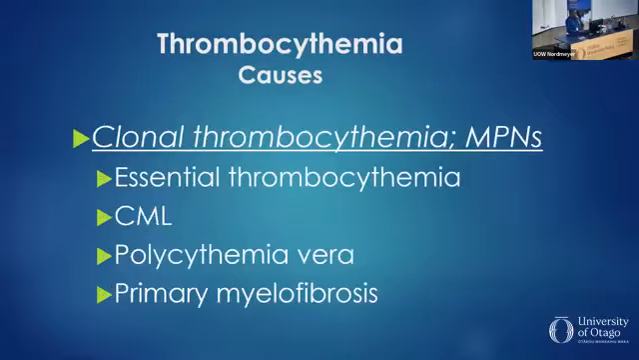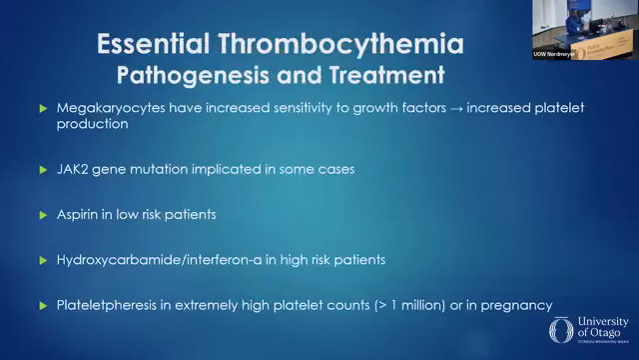Clonal thrombocytosis or thrombocythemia is generally seen in the context of the so-called MPNs or myeloproliferative neoplasms. The classic MPNs are essential thrombocythemia, chronic myeloid leukemia, polycythemia vera, and primary myelofibrosis. Essential thrombocythemia is a chronic cancer of megakaryocytes. We used to call these diseases chronic myeloproliferative disorders. So this is the one affecting the megakaryocytes, and typically driven by a mutation of the JAK2 gene.